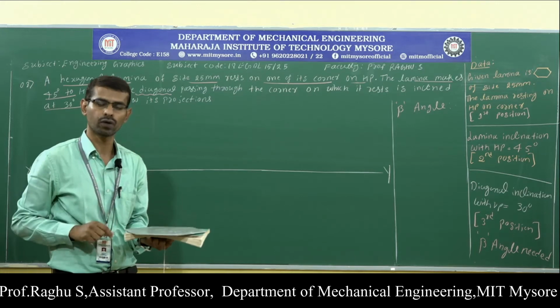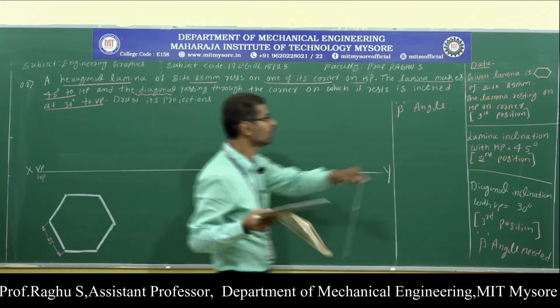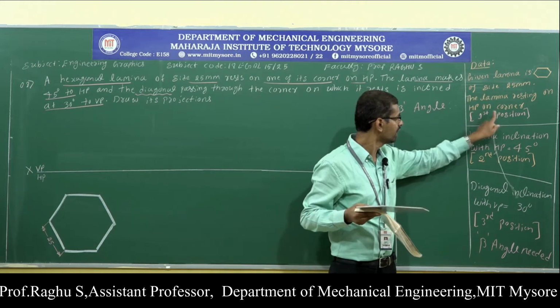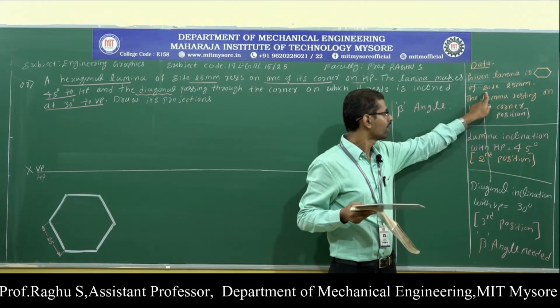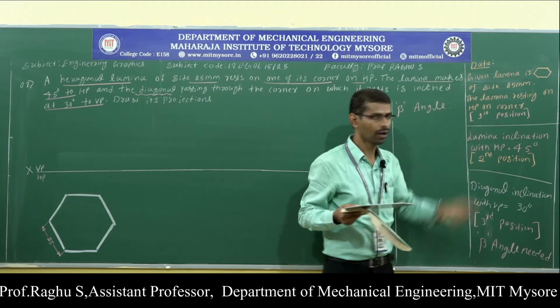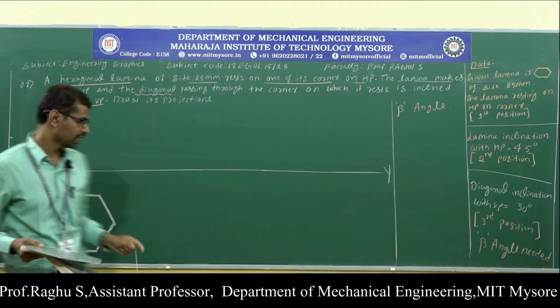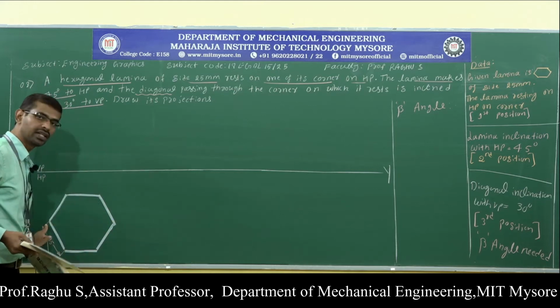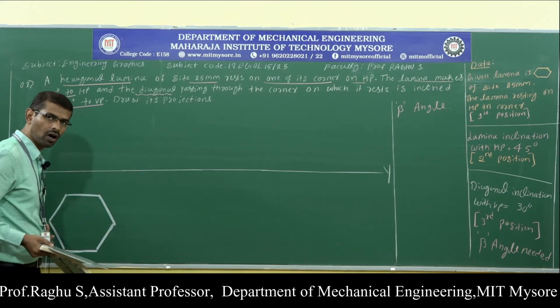Now draw the top view and front view. This is the first position. To draw the first position, I just need this: lamina resting on HP with side of 25 mm. Here I have constructed a hexagonal lamina.